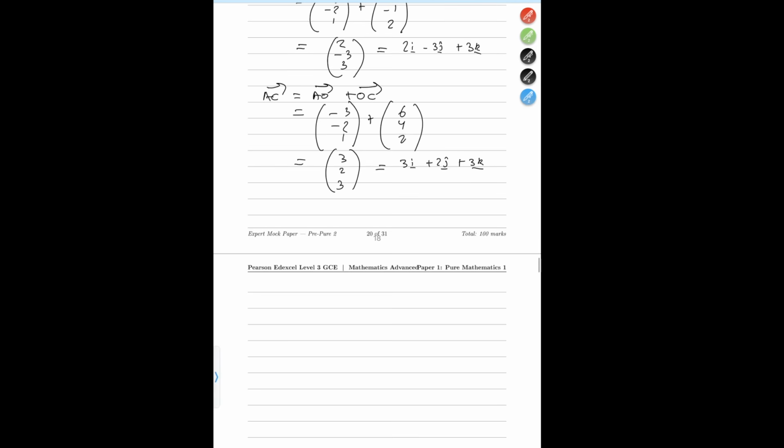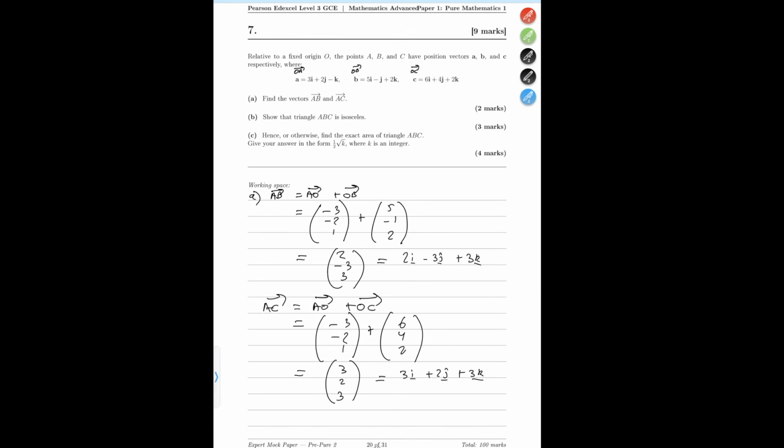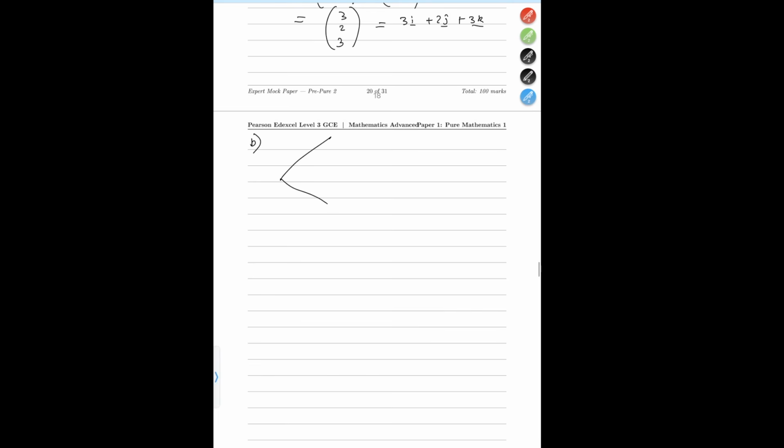Okay, let's move on to part B now. I think it's to show that the triangle is isosceles. The way we can do this is by calculating and showing that 2 of the sides are the same length, because isosceles triangles have 2 sides that are the same. So if we're trying to show that ABC is isosceles, here's a quick sketch. This is not accurate at all, but this is A, B, and this is C.